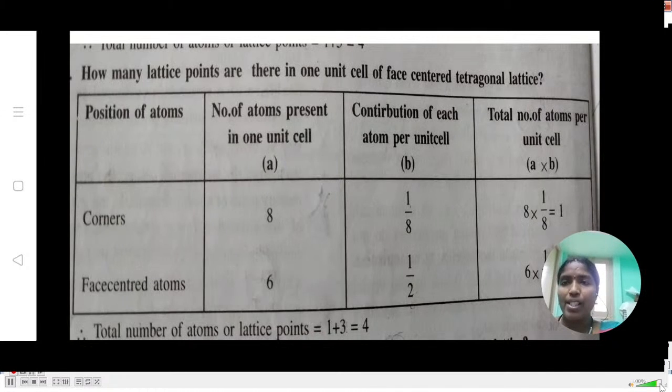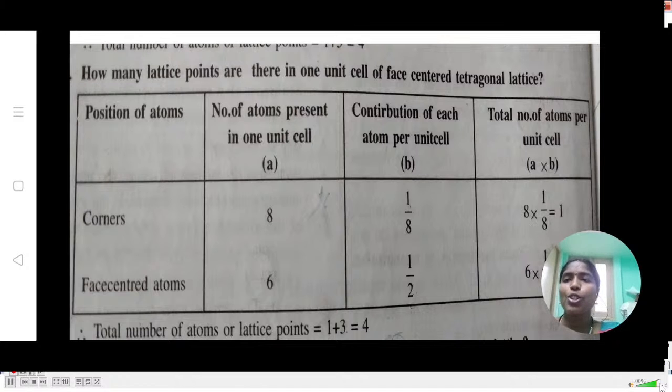Second question. How many lattice points are there in one unit cell of the face-centered tetragonal lattice? In this question we are calculating how many lattice points are present in the face-centered tetragonal lattice. First we draw a table with 4 columns. One is the position of atoms, the second is the number of atoms present in one unit cell, the third is the contribution of each atom per unit cell, and the fourth is the total number of atoms per unit cell.